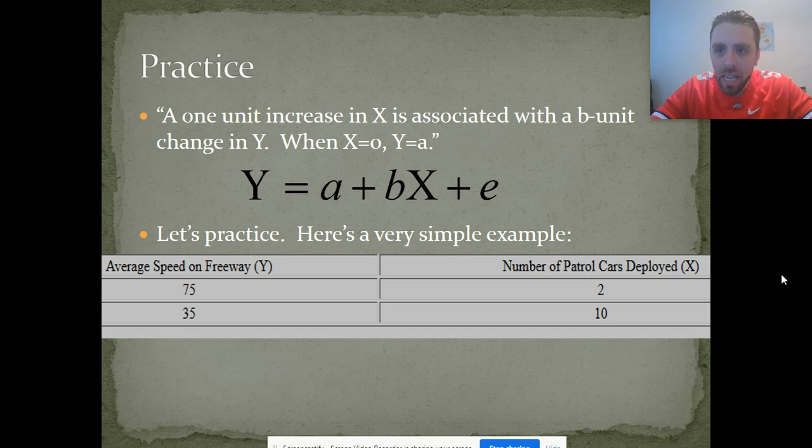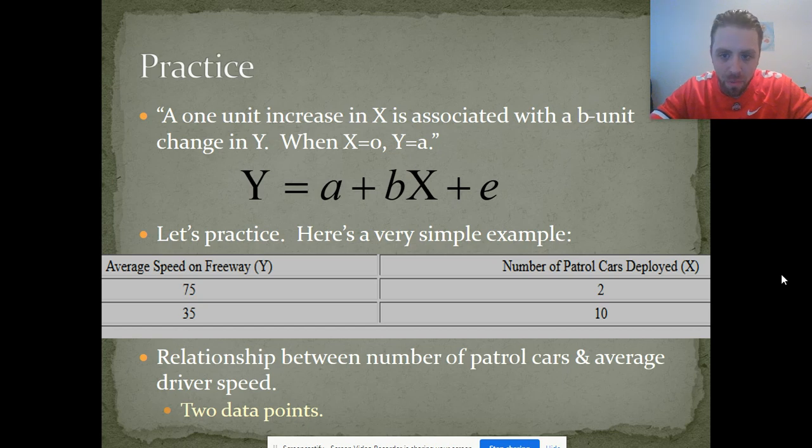So given an increase in X, what's happening to Y? It appears that Y, the average speed, is decreasing. So that tells me right there that my value for B should probably be negative. Okay, so that's the situation. I have a relationship between number of patrol cars and average driver speed on the freeway, X and Y respectively. 2 data points, that's it.